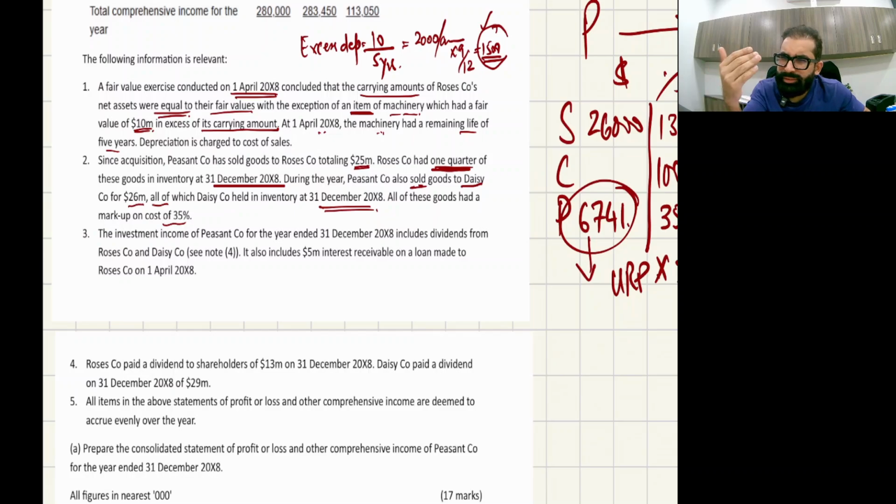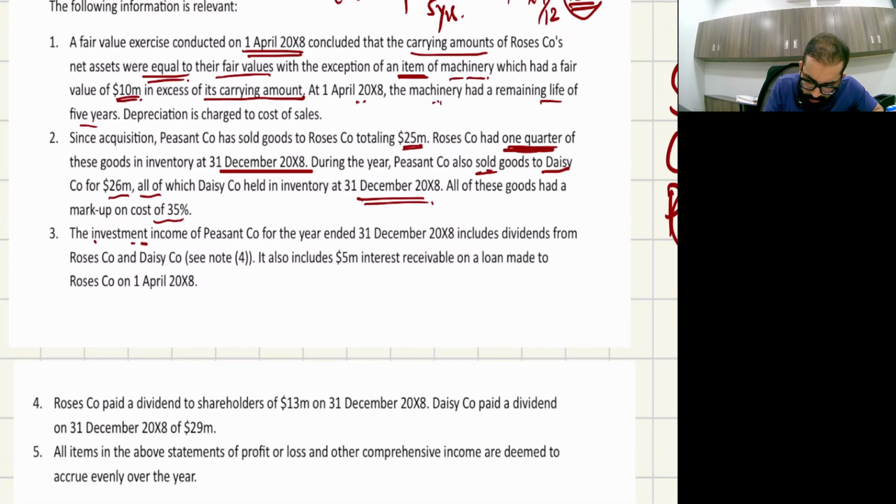So these are routine things. These are not exceptional or extraordinary things. Now, the investment income of Peasant. Now this adjustment, the only adjustment, is technical in one aspect only. Technical. The investment income, now don't sleep please.